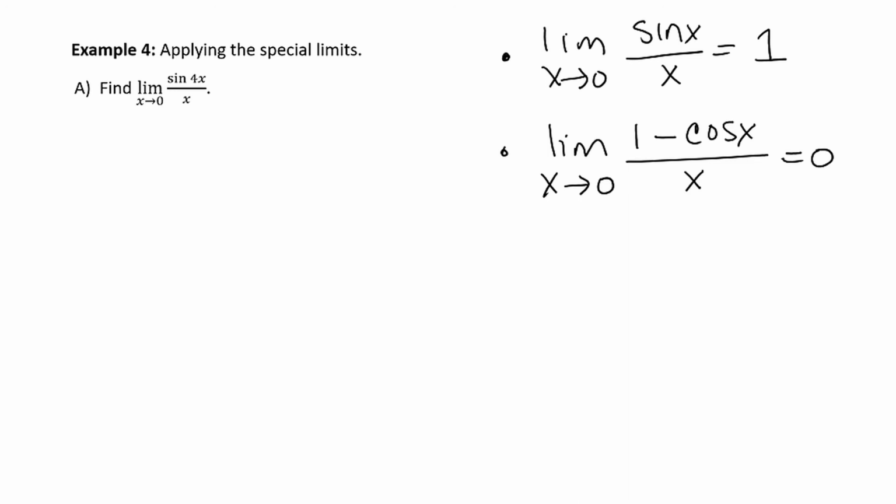Let's do part A. Find the limit as x approaches 0 of the sine of 4x divided by x. We want the limit as x approaches 0 of the sine of 4x divided by x. We need to do some creative arithmetic. The first thing I'd like to do is multiply by a factor of 1 that is written as 4 divided by 4.